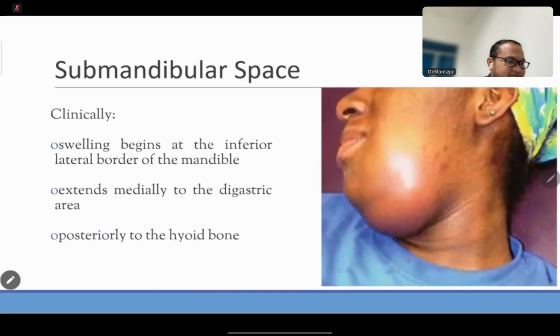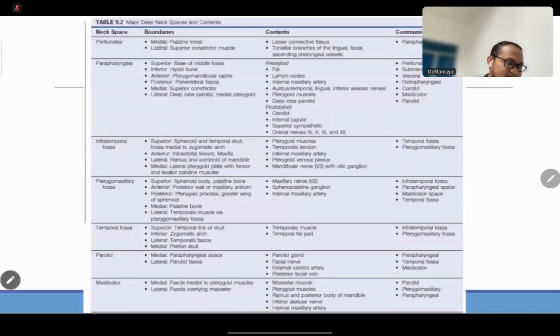See. So next, this is a table lifted from Cummings, of the different deep neck spaces. So I won't expect you to memorize all of those, but it's good to be familiar with them, to know the different spaces. And again, even in the book, they still have boundaries and also contents and where they communicate with the different spaces.